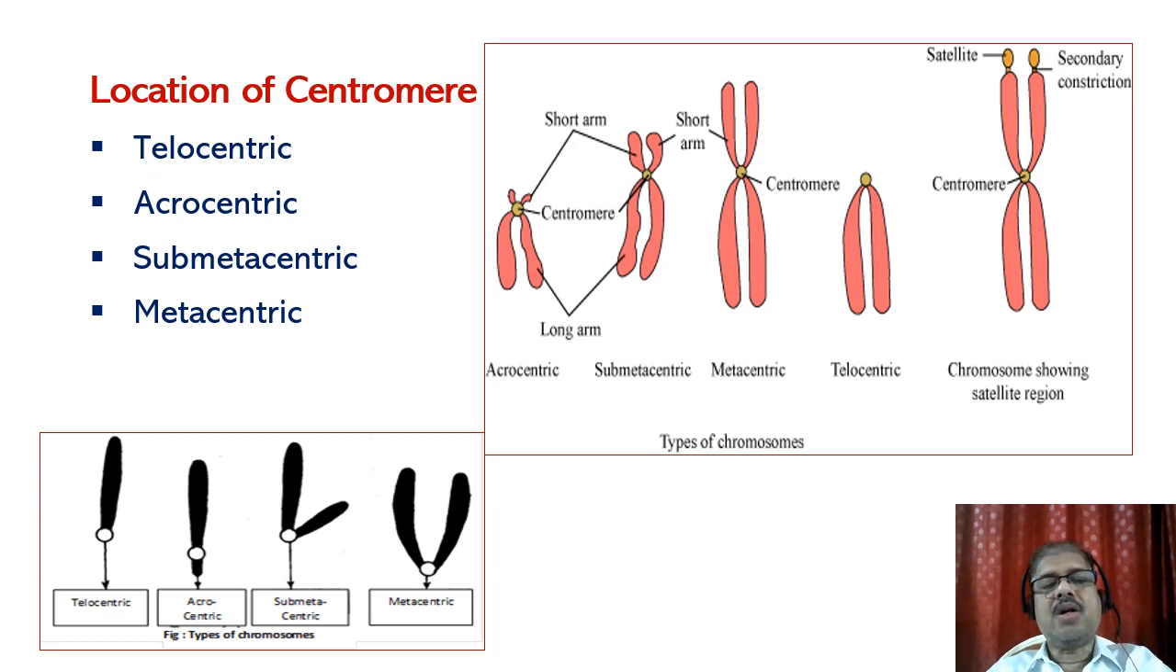Acrocentric: these are rod-like, and the centromere is present at one end, giving rise to one very short arm and another exceptionally long arm. Submetacentric: they are also called L-shaped or J-shaped chromosomes, with the centromere near the center of the chromosome, giving rise to two unequal arms. And the last one is metacentric, or V-shaped chromosomes, where the centromere is in the middle, giving rise to two equal arms.